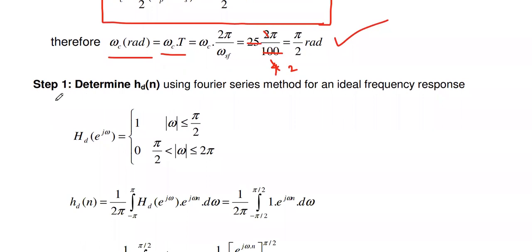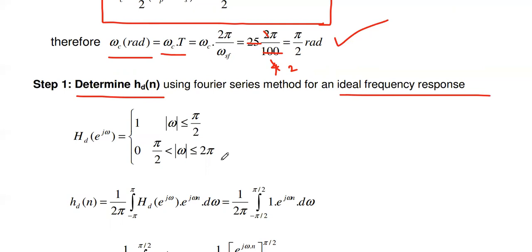Then we move to the design. The first step in the Kaiser windowing technique is to determine hd of n using the Fourier series method for an ideal frequency response. You already know the frequency response of the low pass filter: Hd of e power j omega is 1 for the modulus of omega less than or equal to omega c. Here omega c we calculated as pi by 2.